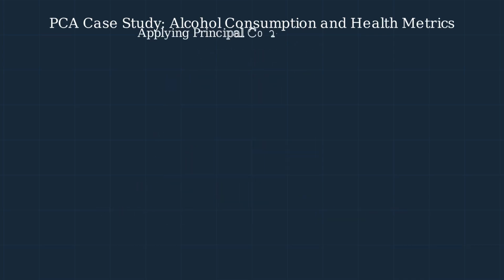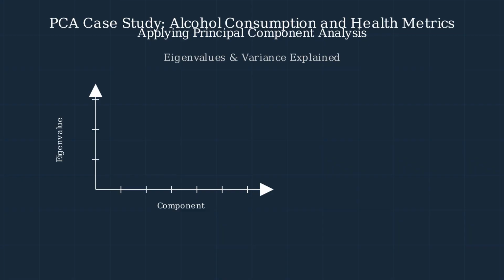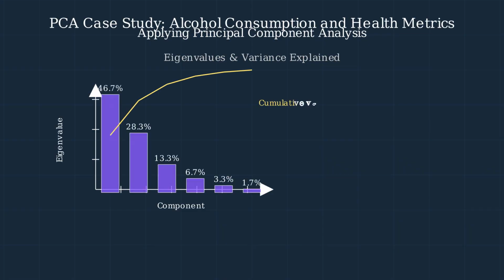When we apply PCA to our dataset, we first examine the eigenvalues and the proportion of variance explained by each principal component. The first 2 components explain about 75% of the total variance, indicating they capture most of the information in our data.